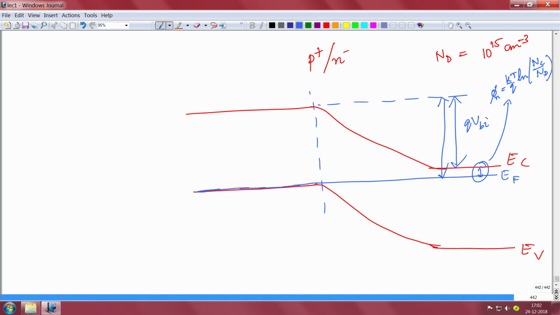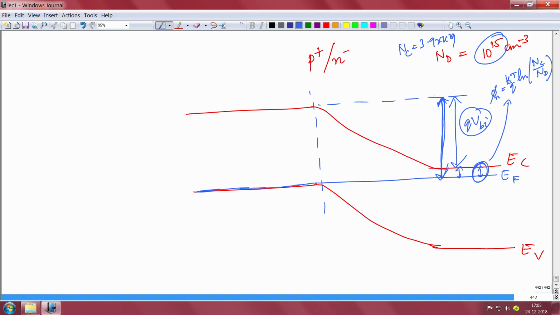Do you agree? NC is the conduction band density of states, ND is the doping that is given. So that value you can find out because this is given, and NC for silicon will be given, that will be around 3.2 into 10 to the power 19. So some value will come out here, maybe 0.2, 0.3, whatever, right? So that value is phi n. So your built-in potential, this quantity is actually this amount minus the phi n. Now what is this amount?